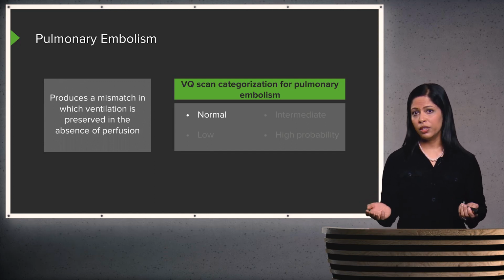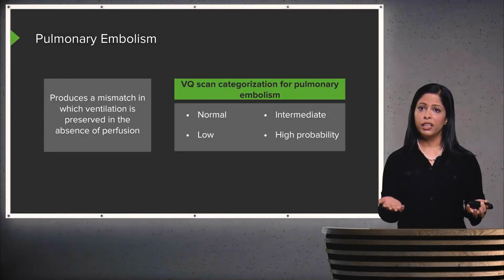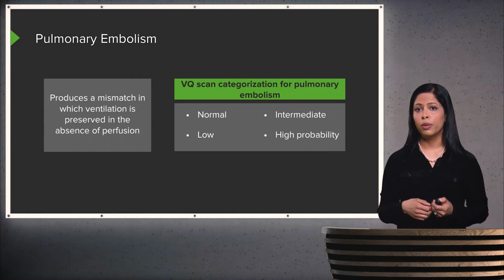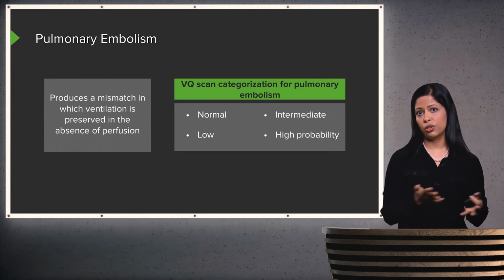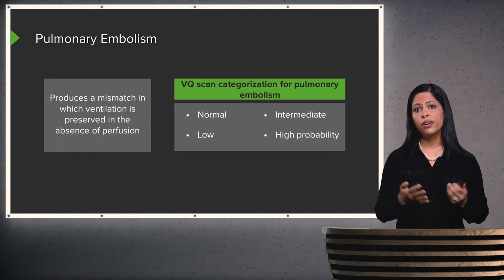So there are different categories of VQ scans depending on what the suspected abnormality is for pulmonary embolism. So you can have a normal VQ scan, you can have a low probability VQ scan, you can have an intermediate probability VQ scan, or a high probability VQ scan. And this, again, tells you what the probability is of having a pulmonary embolism. So with a VQ scan, there really is no definite yes or no. And that's why a CTA is usually the modality of choice, but there is a probability.